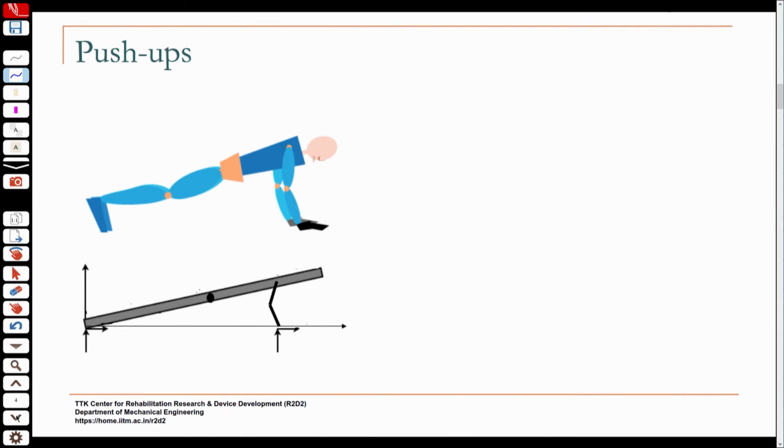You can even do a static case. If you want to hold it in a particular posture, at a particular angle, what would be the moment required to be applied by the abdominal muscles to achieve this. So, this is another example of a movement that you can do. We will do something that is not more complicated, but involves a couple of other segments as well, and that would be a push up.